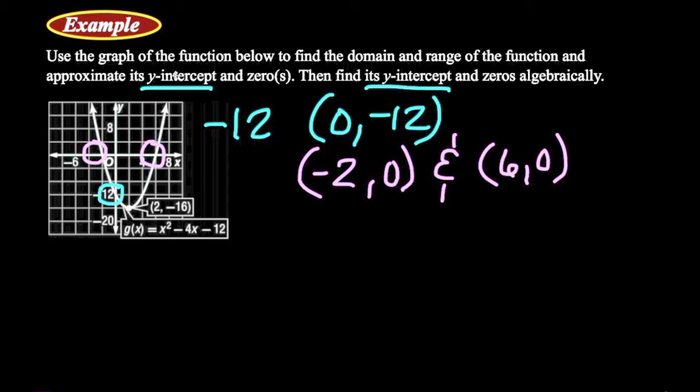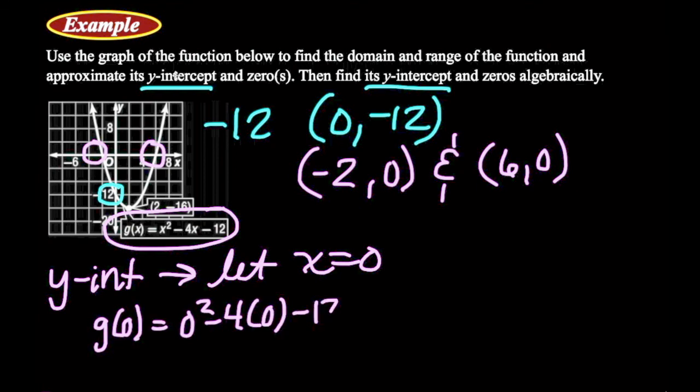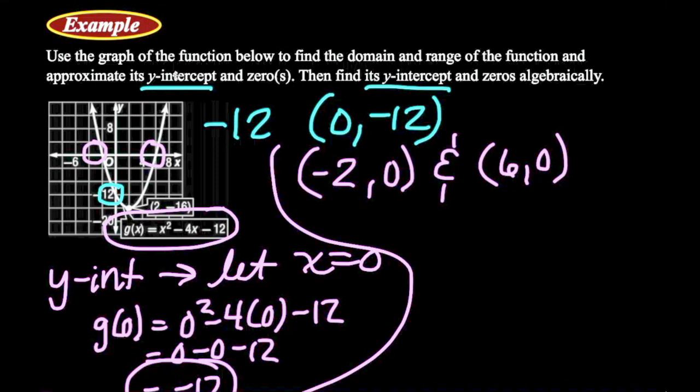So to find the y-intercept algebraically, the y-intercept is found when we let x equal 0. Remember, the opposite variable is 0. So in our equation right here, I am going to let the x value be 0. So we will get g of 0 would equal 0 squared minus 4 times 0 minus 12, which is 0 minus 0 minus 12, which is -12. So this, we verified, is our y-intercept.